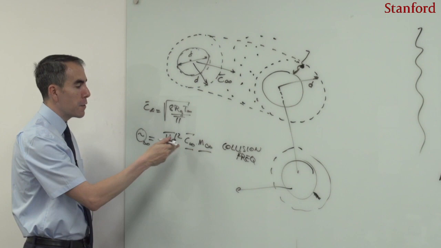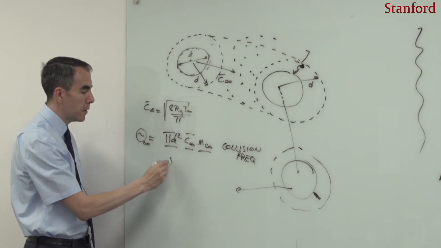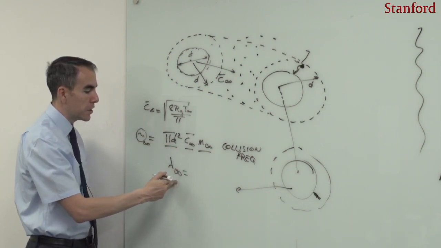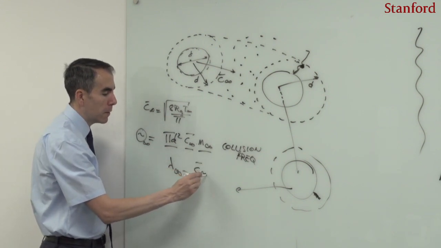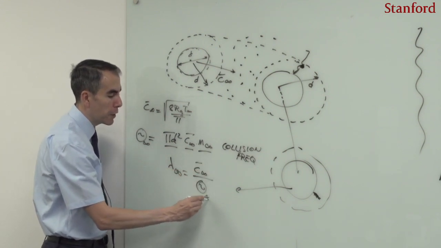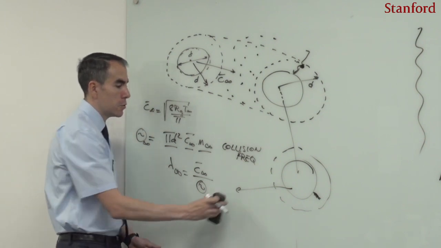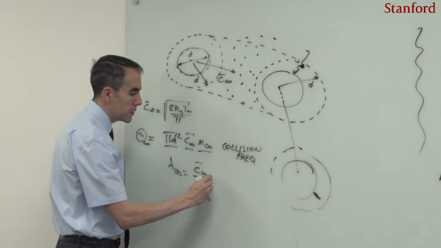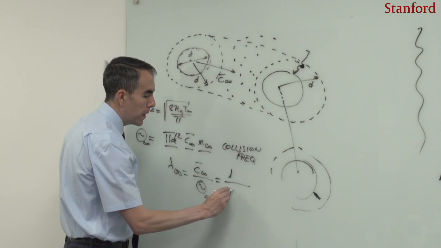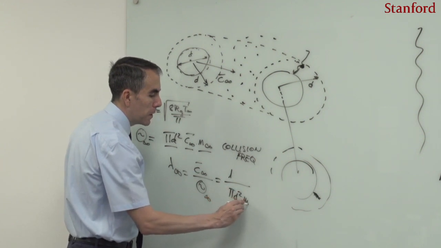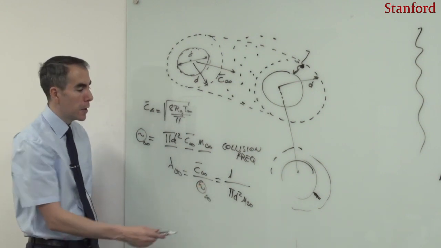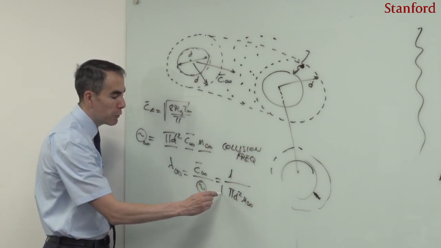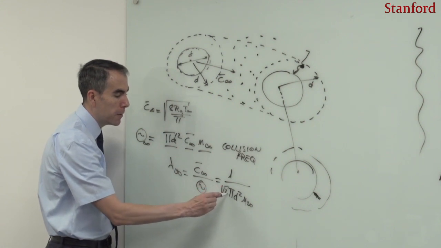One can derive a length from this collision frequency by saying that this length, lambda infinity, is equal to the mean thermal speed divided by that collision frequency. So this defines a quantity here, which is just 1 over pi b squared multiplied by n infinity, which actually requires here a prefactor. There is a prefactor here of the square root of 2 that I'm going to add here manually.